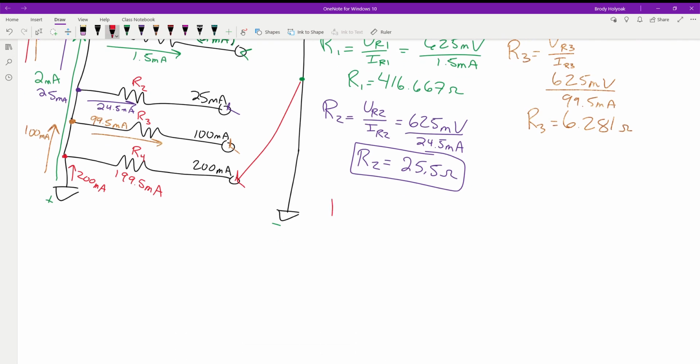So then to solve for R4, we take the voltage drop across this resistor, divided by the current of that resistor. So we end up with 625 millivolts divided by the 199.5 milliamps. And that gives us a grand whopping total of how much? 3.13 ohms.